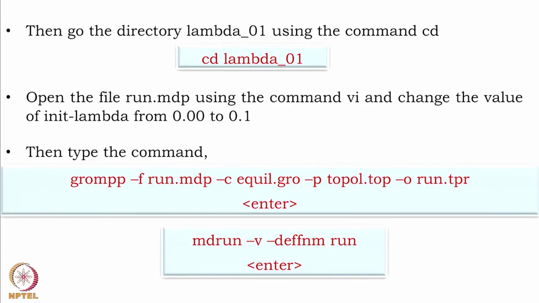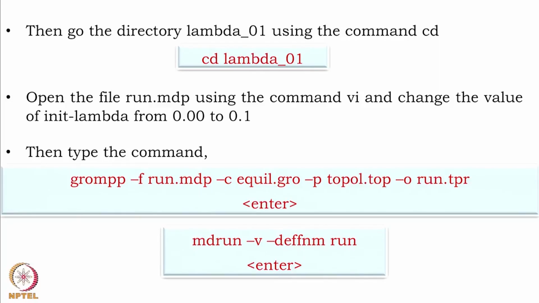So you have to change the lambda value, and then again you have to generate the TPR file, and then using the TPR file you will run mdrun, and then you will get the xvg file, that is the run.xvg file. So this is the procedure that you have to follow till lambda equal to 1. And in each lambda directory you have to change the init lambda value in the MDP file.